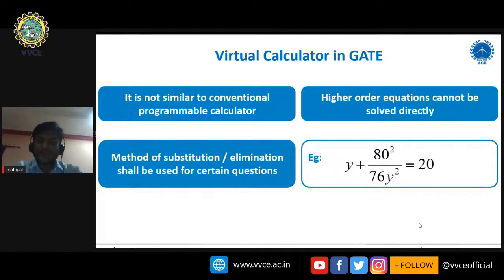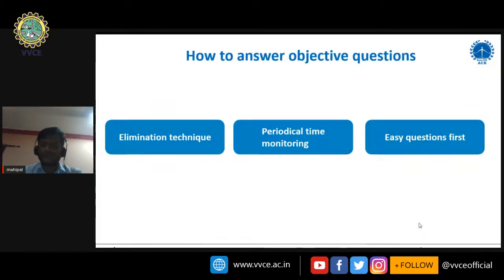Unfortunately, if there are two values which are less than 20, you should not panic. Pick up one answer and substitute it in the equation. If it satisfies the equation, that is the answer. If it doesn't satisfy, the other one is the answer. With this technique, you can answer a lengthy question also in 1 or 2 minutes of time. So that's the elimination technique. You should also know where to use it. Now, three important suggestions I would like to give you before I move on to another topic: elimination technique, periodical time monitoring, and easy questions first.